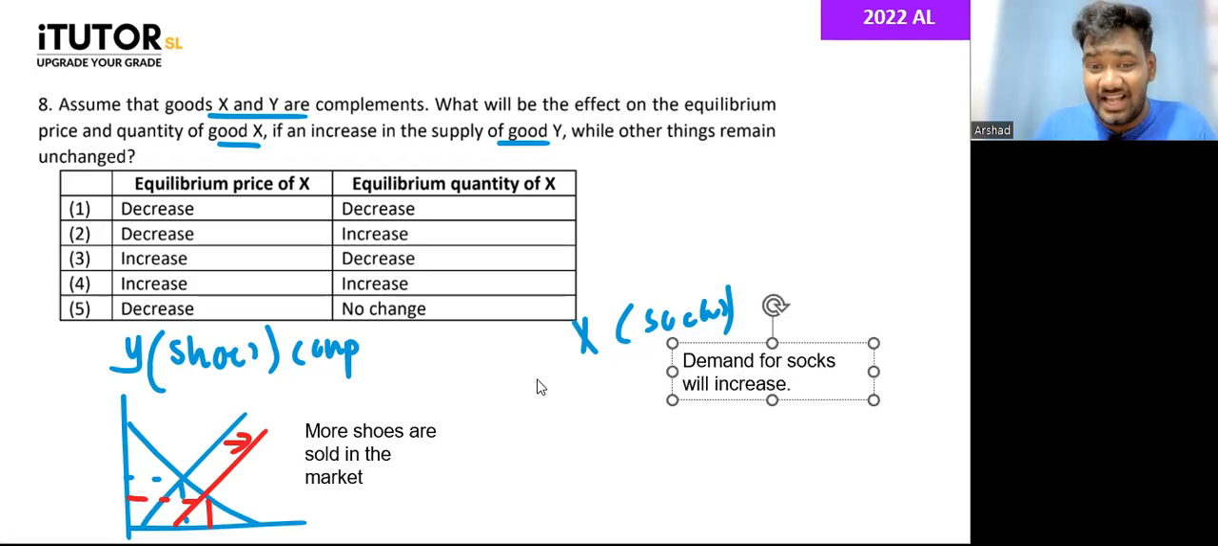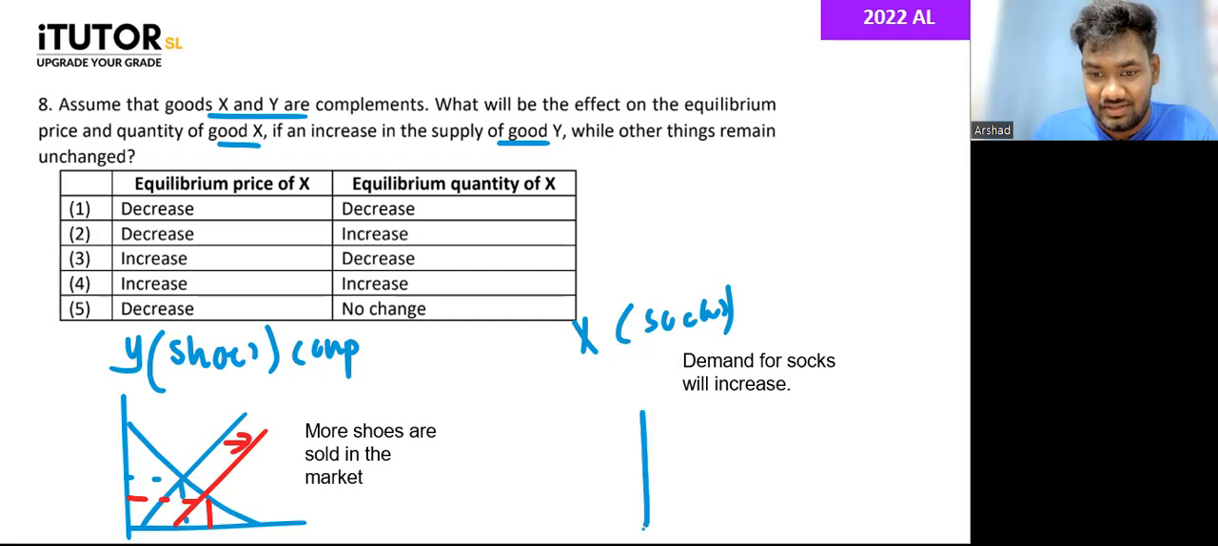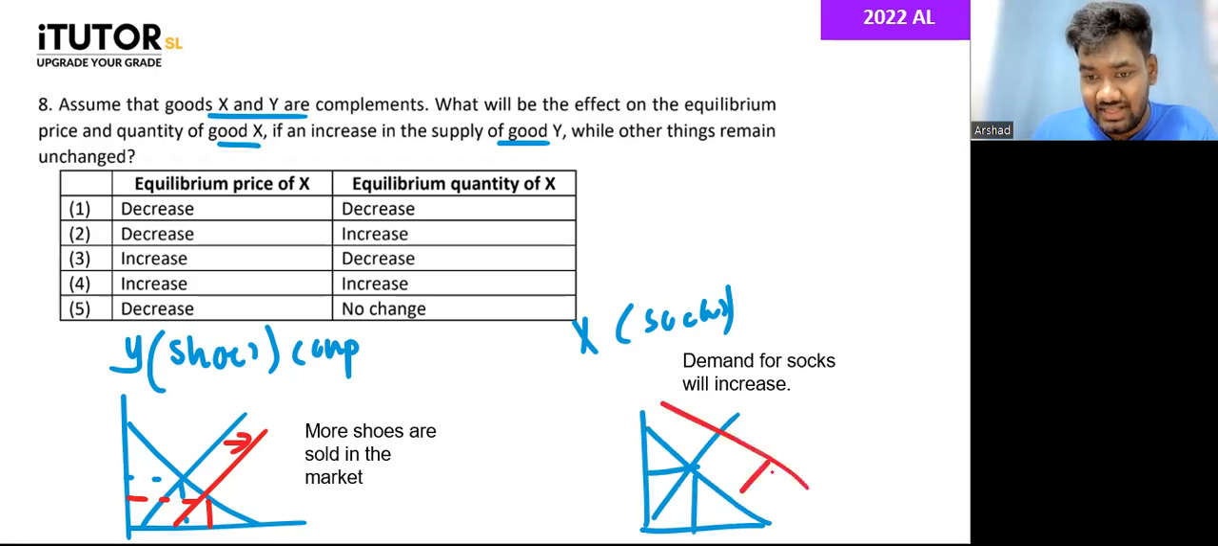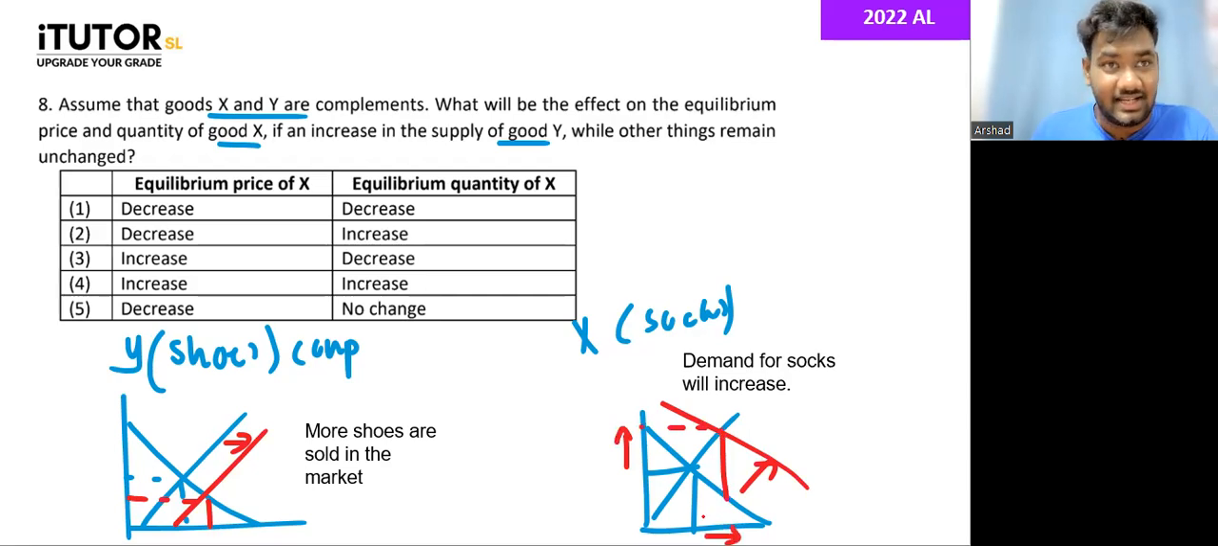So can you put that into a diagram and see what will happen to equilibrium price and quantity? You have the demand and supply. This is the initial equilibrium. Now the demand for socks is increasing. Why? Because shoe supply has gone up. Shoe prices are cheap. More people are buying shoes, so your demand for socks also has gone up. So your equilibrium price increases. Your equilibrium quantity increases. Is that okay? Not very directly from a past paper, but we have learned this in past papers. Fine. So answer is number 4, increase and increase.